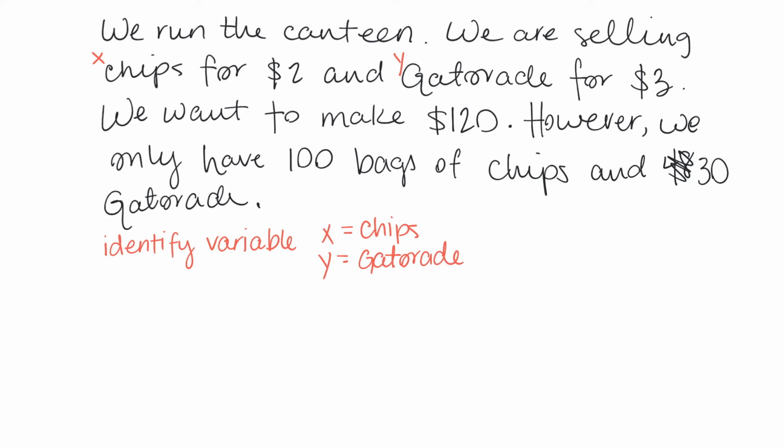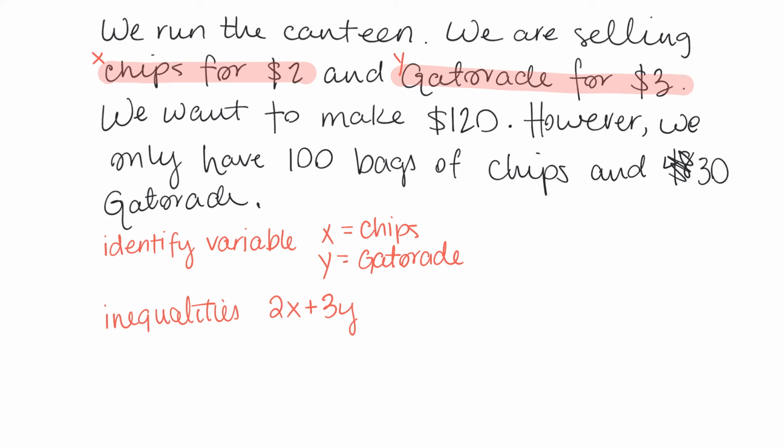Okay, and then the next thing we need to do is write our inequalities. Now, when we looked at this last time, it was pretty straight up to see. So we are selling chips for $2. That means we write that as 2x, because we're going to multiply 2 times the number of bags of chips we sell. And Gatorade for $3. So we write that as 3y, and we're adding that together because all of that money goes in one place.